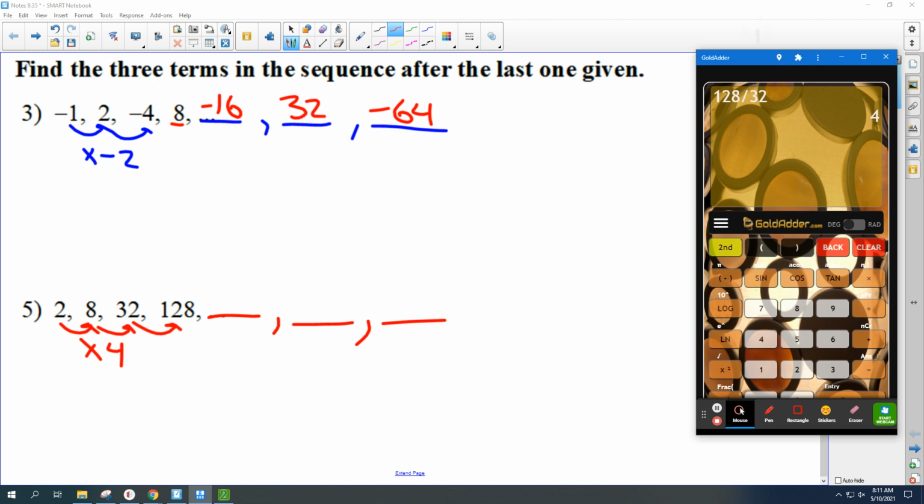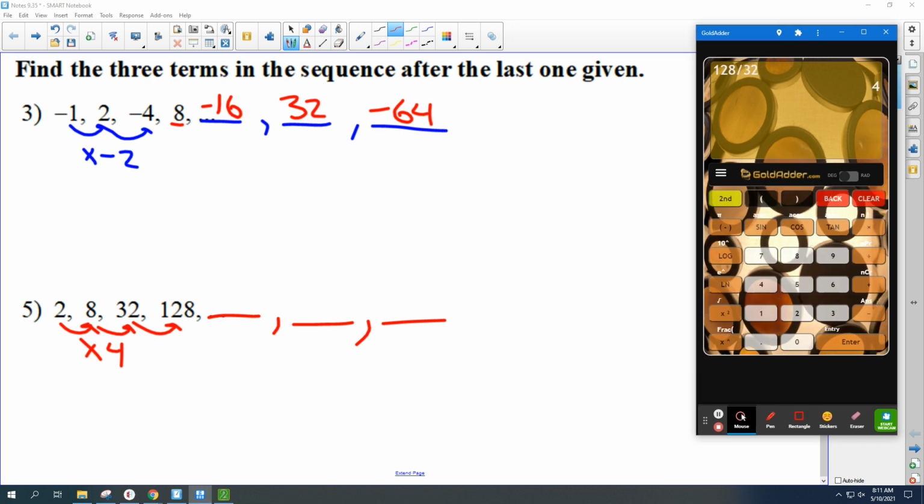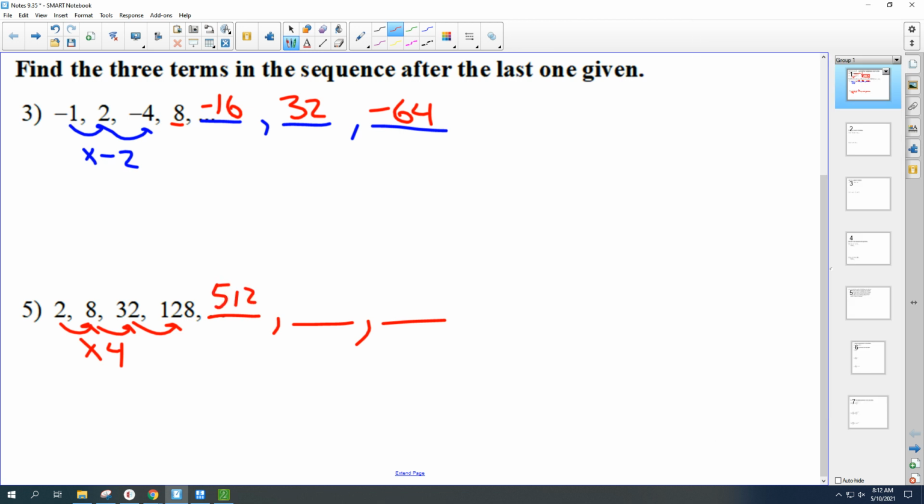So 128 times 4 is 512. And then times 4 is 2048. And then times 4, those are our next terms. 512, 2048, and 8192. Okay, next 3 terms in the sequence.